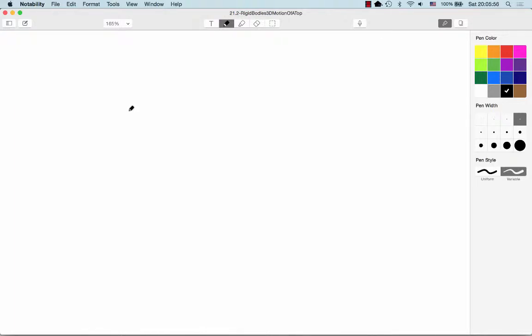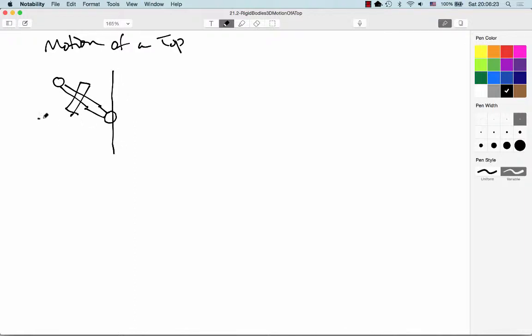Okay, so as we continue our exploration of the motion of rigid objects in 3D, I think we're going to go ahead now and take a look again at the motion of a top. Again, I'm drawing a top that looks suspiciously similar to a compass, but hey. This time though, we're going to allow there to be a torque on the top.